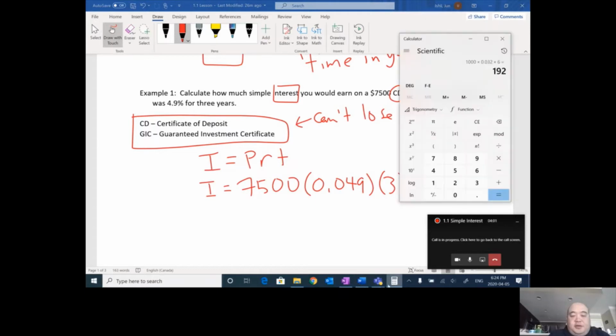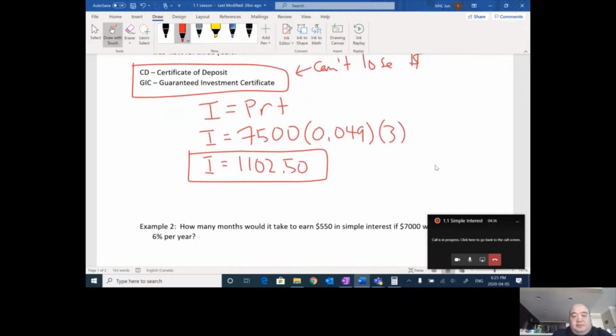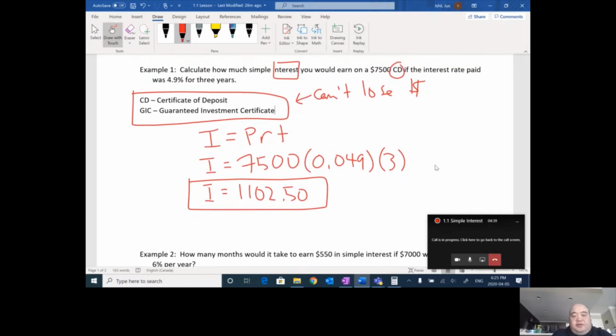When we multiply these together, 7,500 times 0.049 times 3, we get $1,102.50. That is the amount of interest for this investment. So pretty straightforward: just plug in those three values for P, R, and T, multiply them together, and get our answer.